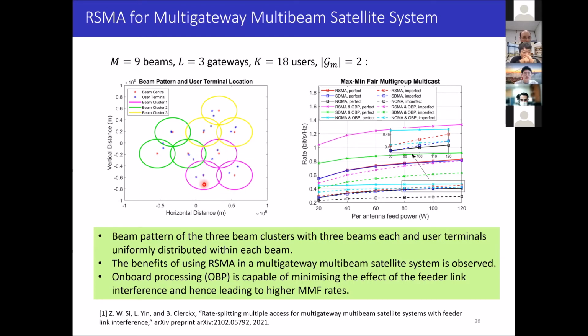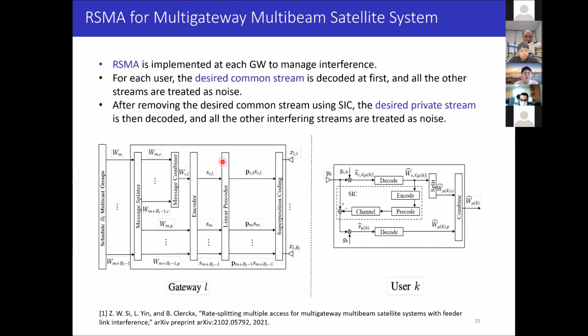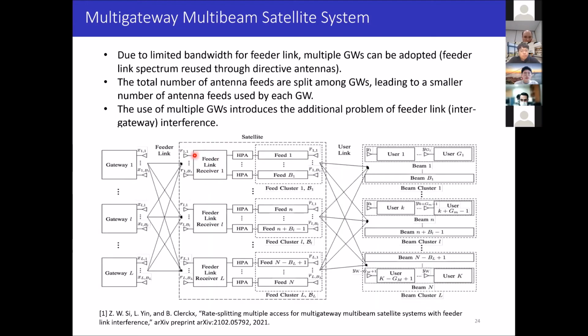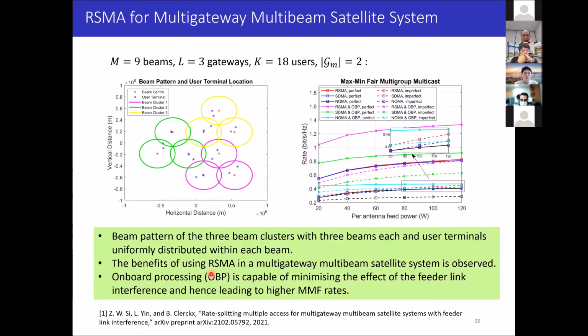And so obviously we still have interference between beams, even within the same gateway. And we have interference between gateways as well that needs to be handled. So what we do is the optimization of the rate splitting jointly with what is called onboard processing, which is essentially the filter that is applied at each of those feeder link receivers here. And what we show is that if you can do a joint design of the onboard processing and the rate splitting, you can have quite significant gain.